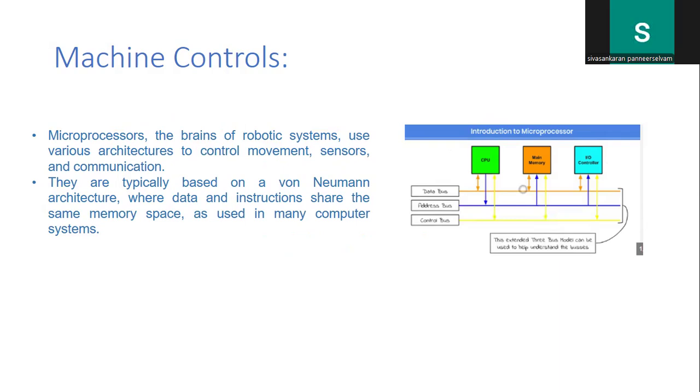So microprocessor is considered to be the most important electromechanical system, which acts as the main power unit for a robotic system. It uses different types of architecture to control the different parts of the movement of a robot, including the sensors and other communication devices. These are typically based on von Neumann architecture, where data and instruction share the same memory space, as used in many computer systems.